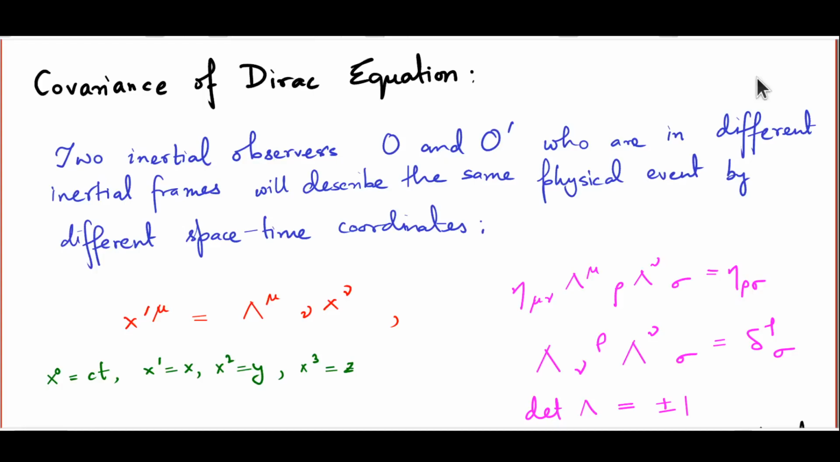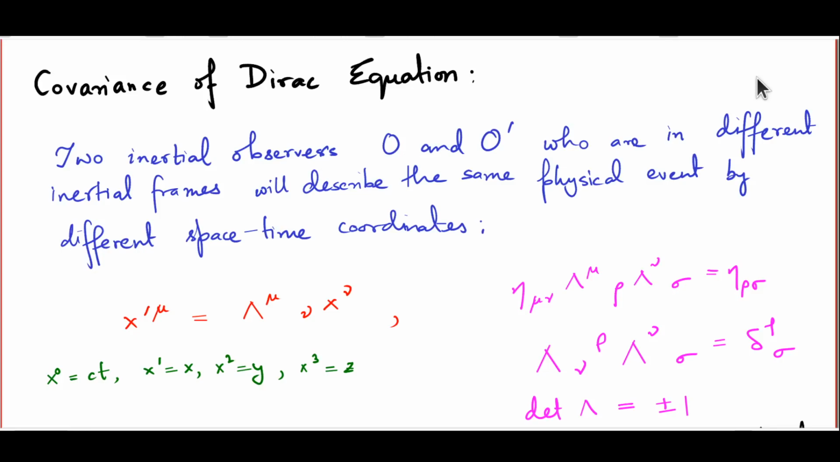In today's lecture, we are going to look at the issue of the covariance of Dirac's equation. After all, the whole point of this exercise in deriving the Dirac equation was to find an equation which is consistent with the special theory of relativity. In particular, the basic demand of the special theory of relativity that the laws of physics be the same for all inertial observers. Let me just quickly remind you of what the Lorentz transformations are.